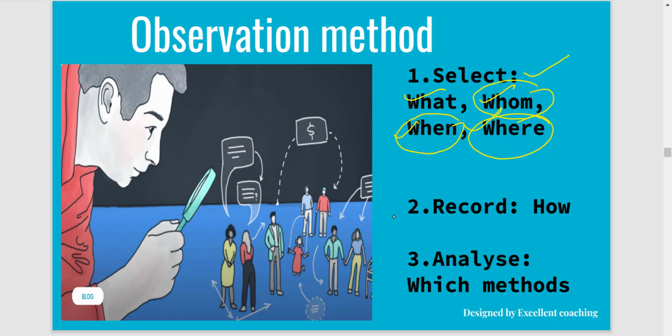Next, the second step, is the record. Record means whatever you are observing, you have to record somehow, maybe using some symbols or shorthand, anything. Nowadays, with the advancement of technology, people are also using videotaping. We are doing videotaping for the observation method. We are also recording through tapes and all. So you can record the behavior, and you can write down certain points regarding the behavior.